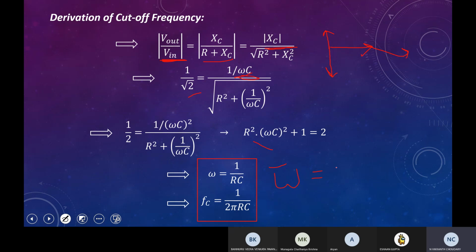You know, omega is equal to 2 pi f. So f would be omega by 2 pi. So the cutoff frequency would be 1 by 2 pi RC.